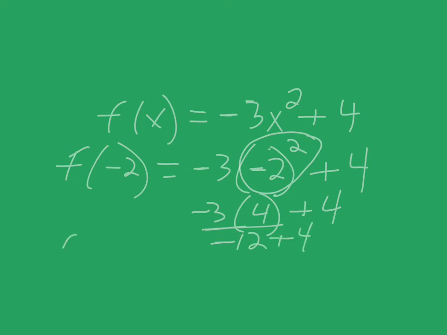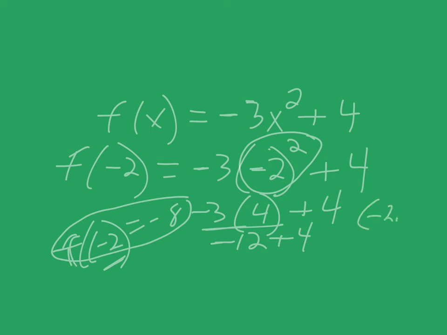So on the side here, I'll write f of -2 equals -8. So by writing it in function notation, it's telling us we plugged in -2 and we got an answer of -8. Again, if we wanted to write that as an ordered pair, it'd be -2 comma -8. So the y value is in fact -8. But again, this is function notation.